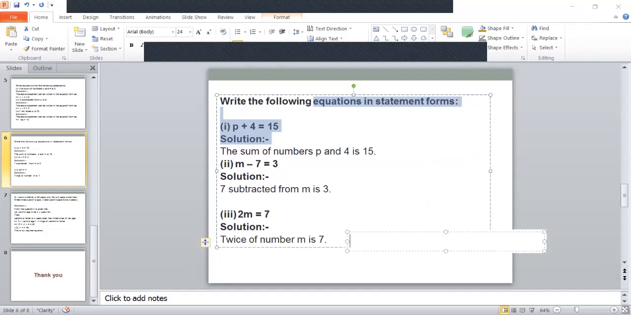I'm writing here again. This is one statement: twice of a number m is 7. Otherwise, you can write.